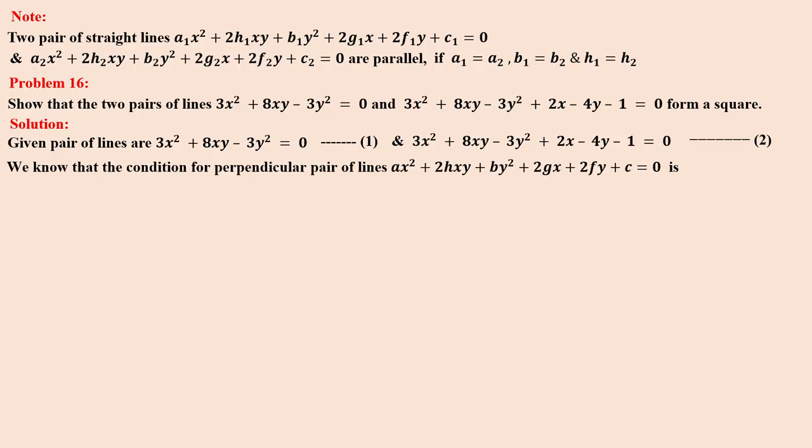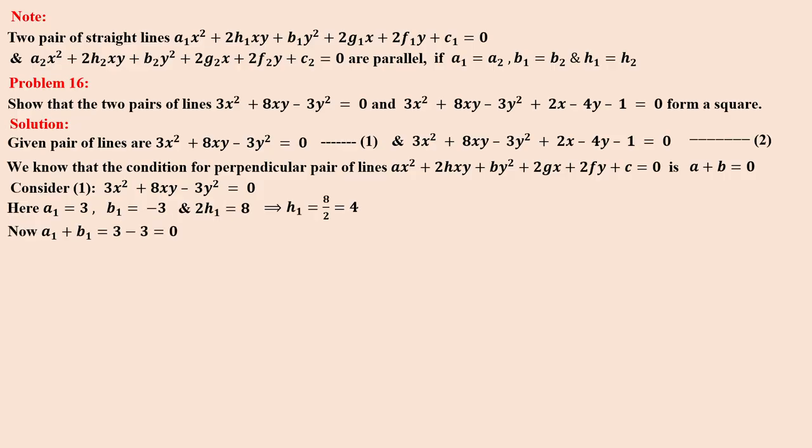Right, we know that condition for perpendicular pair of straight line ax square plus 2hxy plus by square plus 2gx plus 2fy plus c equal to 0 is a plus b equal to 0. So consider the first equation 3x square plus 8xy minus 3y square equal to 0. Here a is equal to 3, b is equal to minus 3. So a plus b equal to 3 minus 3 equal to 0. So each line in this pair are mutually perpendicular, right?